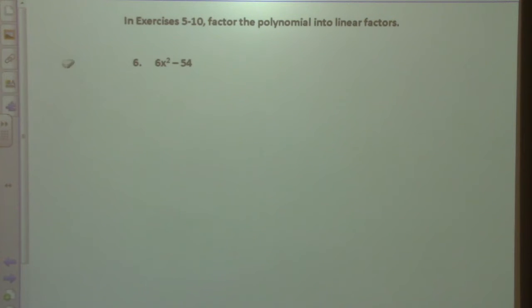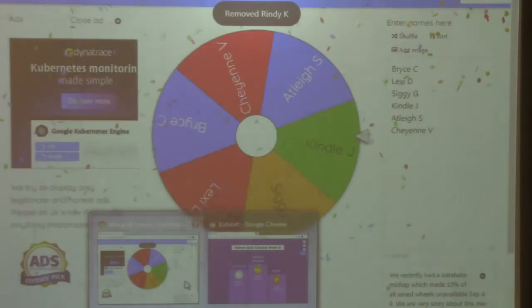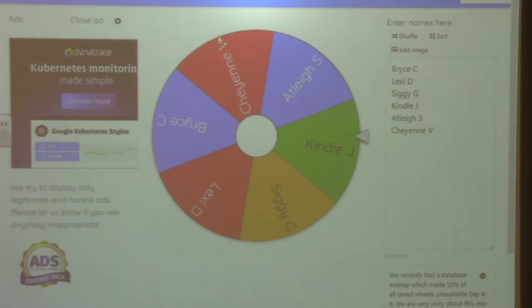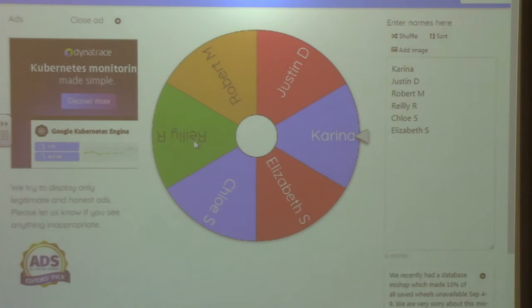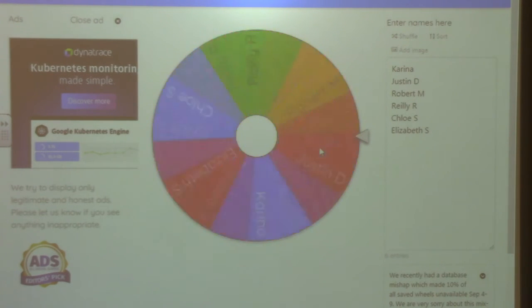We have this one here. I know what we need to do. I need to get the name wheel on this guy. And I know we're missing people today. So somebody help me factor number 6. Oh, this name wheel here.